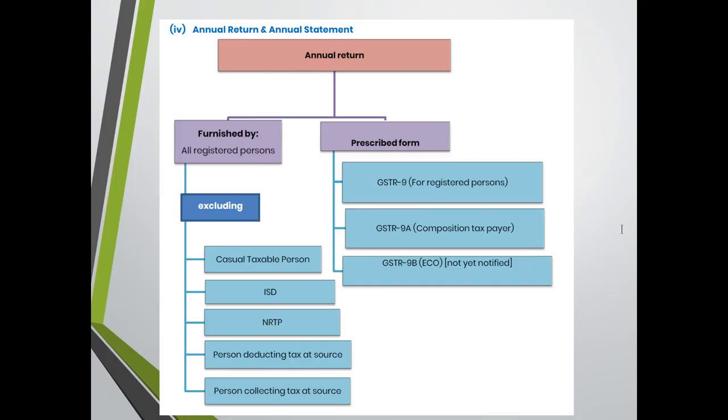Yes, Sanjay, you are right. An e-commerce operator would be required to submit both GSTR 1 in table 15 and this GSTR 8 also for their TCS compliances.